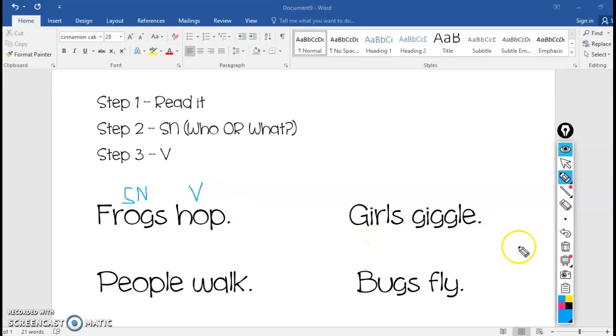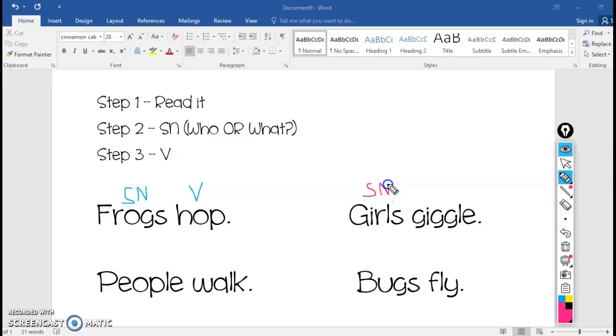The second sentence is girls giggle. Now this time I notice the subject noun is girls, and girls is a person, so I'm going to start with the question word who. First I read it. Girls giggle. Now for that subject noun, I'm going to start with who. Who giggles? Now I'm going to answer it. Girls. Subject noun. And write an SN above it.